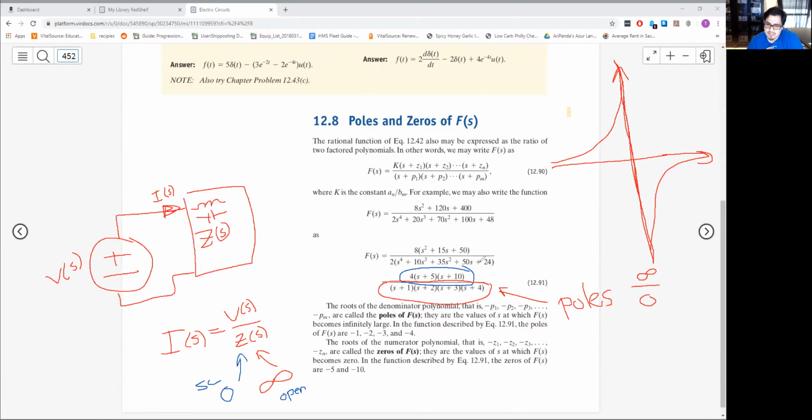Conversely, if you set the top part, those specific values, to 0, they are called zeros because they zero out the circuit, right? Meaning the whole thing gets set to 0. So that's where poles and zeros came from, right?